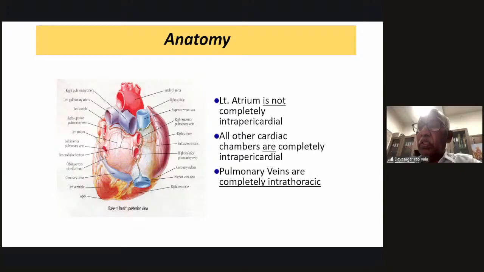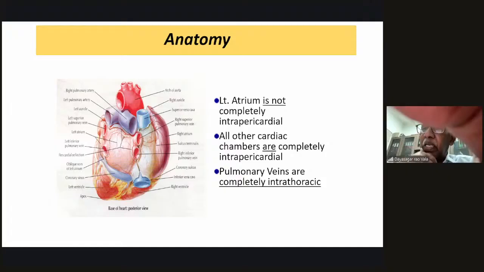So the left atrium is not completely intrapericardial. All other chambers are completely intrapericardial. Pulmonary veins are completely intrathoracic. And the systemic veins are partly intrathoracic and partly extrathoracic. Can I have the next slide?